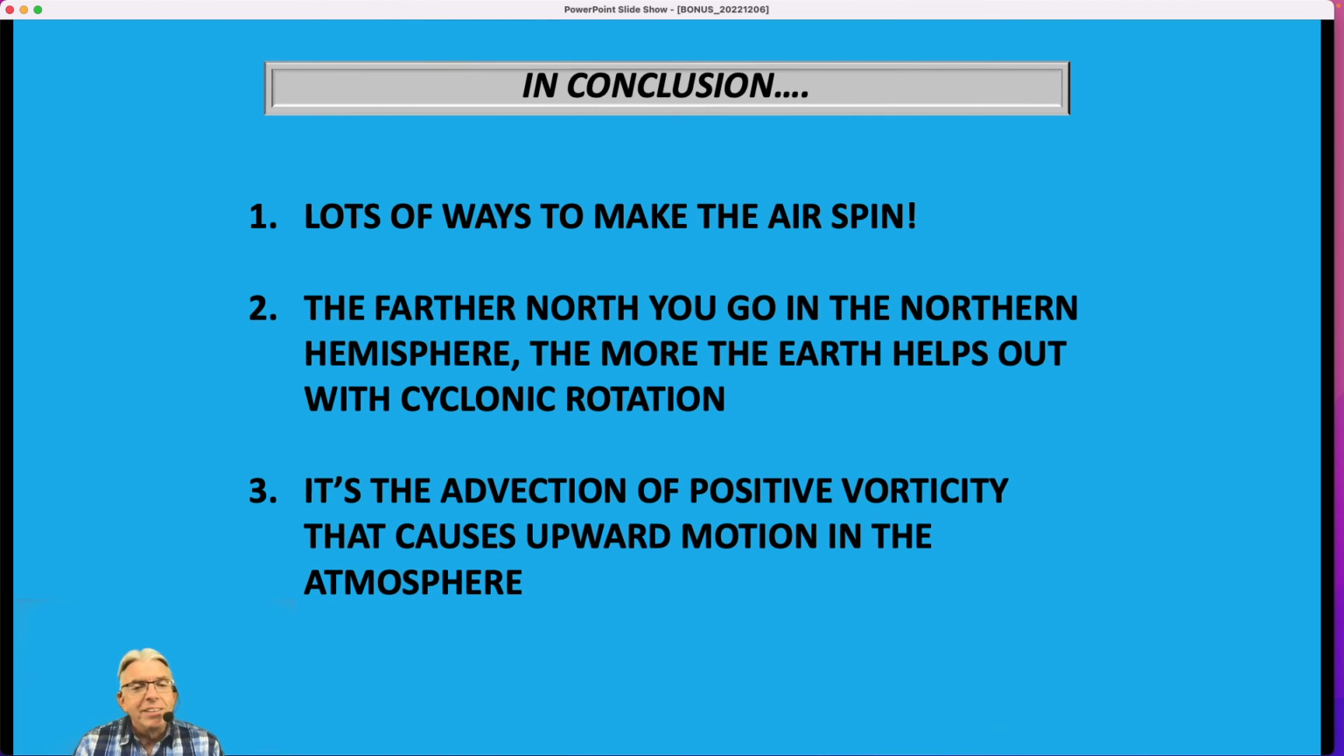So no question that the farther north you go, the more the Earth helps out with storms. And it's the advection, or the movement of positive vorticity, that causes upward motion in the atmosphere. As I talked about before, if you're in an area with low values, but the flow is moving higher values toward you, that is called positive vorticity advection, and typically it makes the air go up. And that leads to clouds and precipitation, if there's enough moisture present.